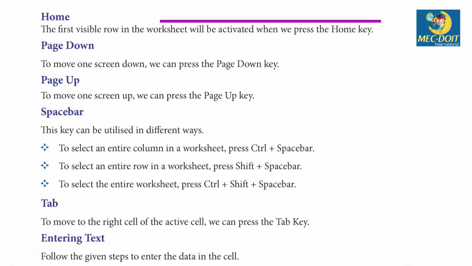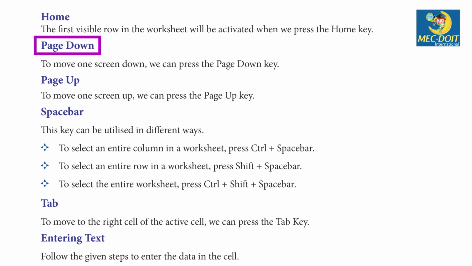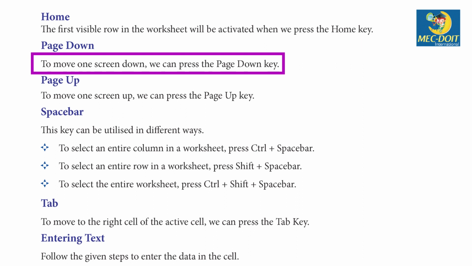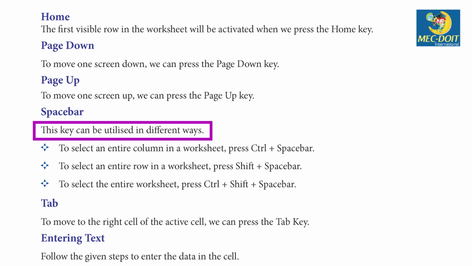Home. The first visible row in the worksheet will be activated when we press the Home key. Page down. To move one screen down, we can press the Page down key. Page up. To move one screen up, we can press the Page up key. Space bar. This key can be utilized in different ways.